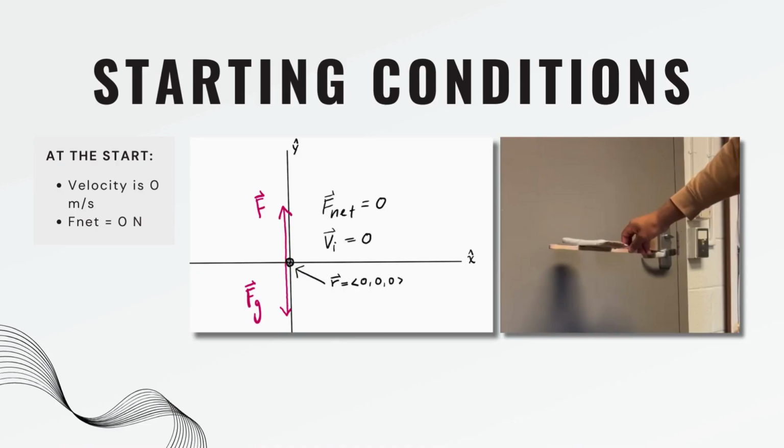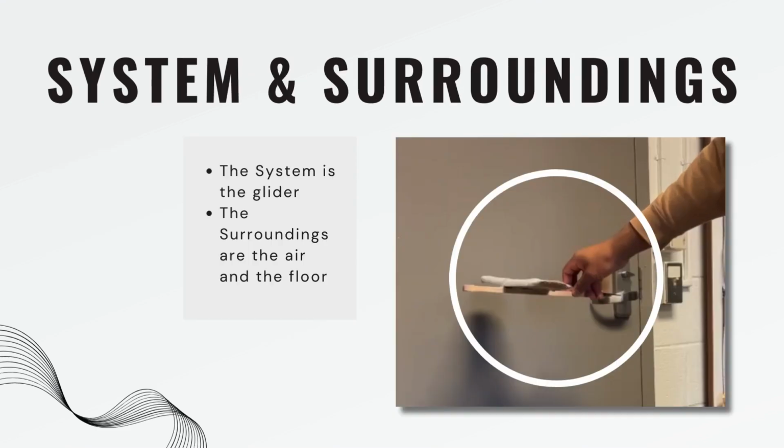At the start of this experiment, I held an object with a large area, a glider, about a meter in the air and released it from rest. At this exact point in time, the velocity was 0, the net force was 0, and the position was at the origin. It's also important to note that the system is the glider and the surroundings are the air and the floor.